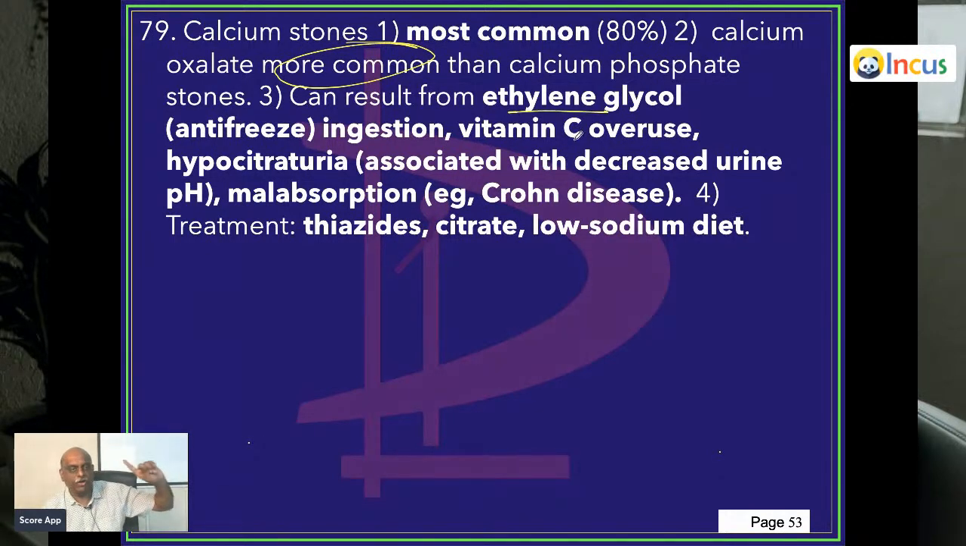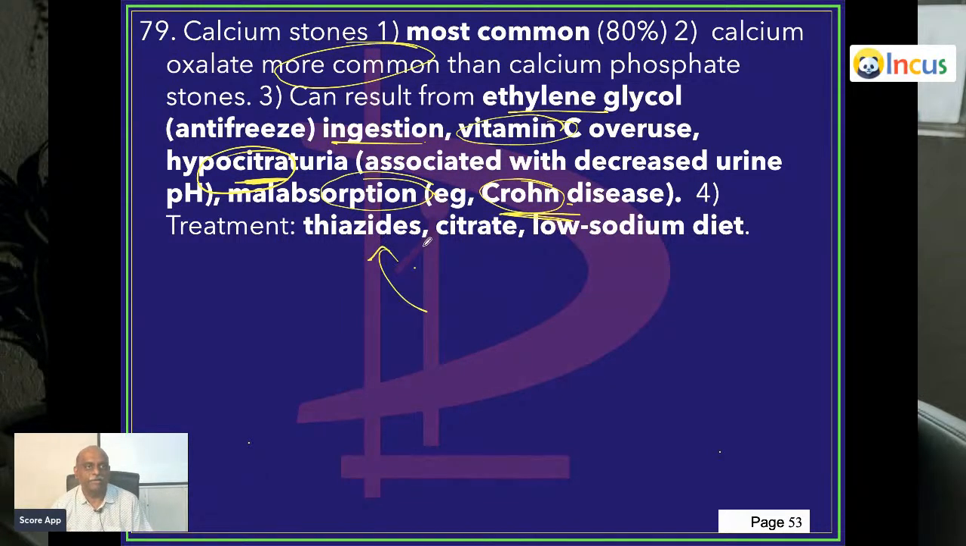Remember, ethylene glycol ingestion, vitamin C overuse, hypocitraturia, low citrate, because citrate prevents the precipitation of calcium oxalate stones. Then any malabsorption of the oxalate, typically malabsorption disorders like Crohn's disease, leads to calcium oxalate stones. So you should not forget these etiological factors. Sure shot, the examiner will ask you.